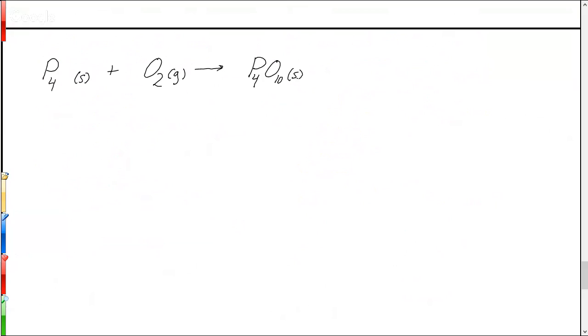Let's see if you can balance this one. P4, which is red phosphorus, plus oxygen combusts to make P4O10. The oxygen. Right. Yep.